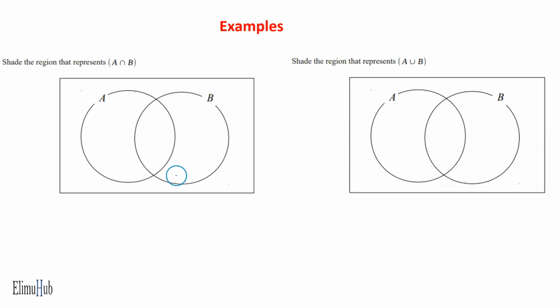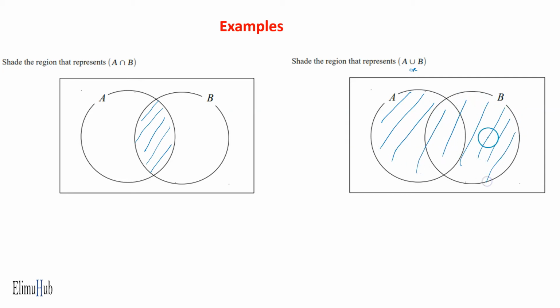All right, let's do some examples. So we have here A intersection B, and we're asked to shade the region that represents A intersection B. So this symbol means both A and B have to happen. Where will that be? Well, where they intersect. So this is A and B. Shade the region that represents A union B. So union means what? Both, or one or the other. Okay, so they can both happen. It means all this region, all the way. Everything that includes A and B.